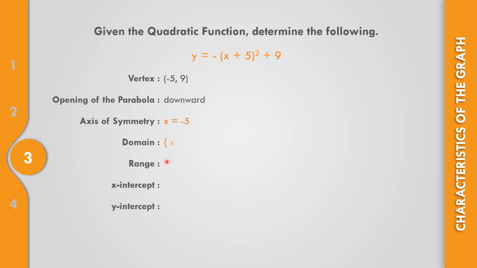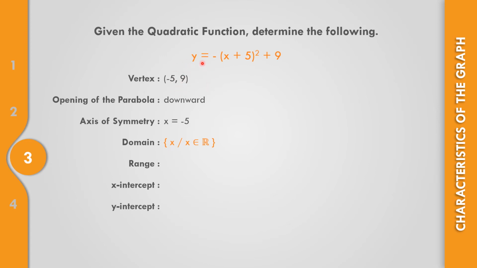The domain of the quadratic function is x such that x is an element of the real numbers. If the opening of the parabola is downward, it means y is less than. Yung graph natin parang bundok, so y is less than or equal to the value of k.